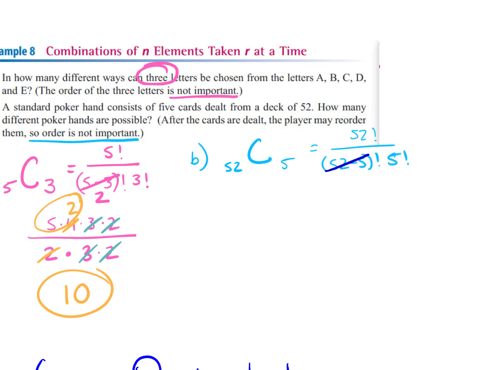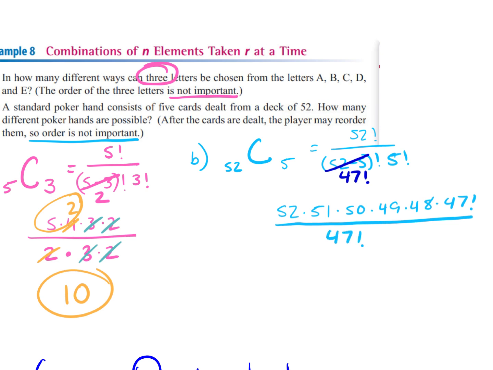52 minus 5 is 47 factorial. So up top, we've got 52 times 51 times 50 times 49 times 48 times 47. I would recommend not continuing to write all the numbers out here. Once you see that it's going to cancel at the bottom, especially if you have big numbers like this, just stop. It's going to cancel out with the 47 factorial on the bottom. But I'll write out the 5 factorial: 5 times 4 times 3 times 2. So the 47 factorials are going to cancel.